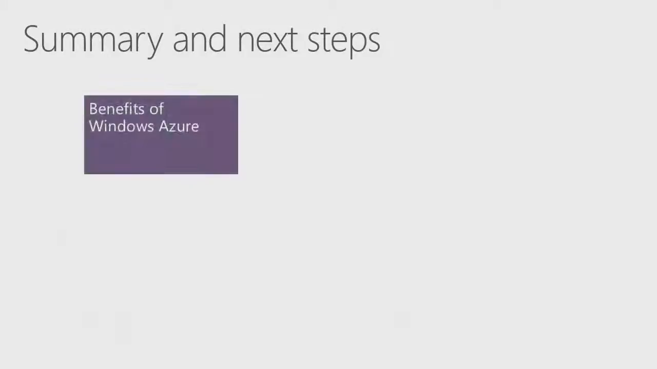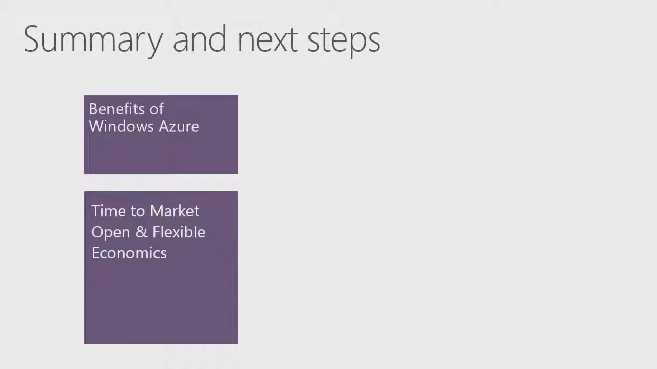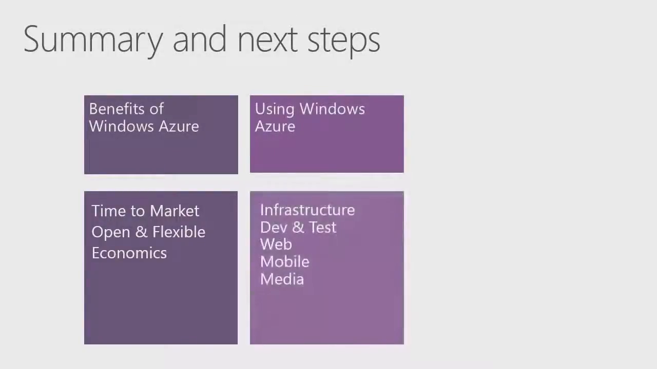So in summary, I hope you enjoyed learning about Windows Azure and the different ways you can use it for developing your apps. Today we looked at the benefits of Windows Azure, such as time to market, being able to deploy and develop your apps quickly, being open and flexible, having support for many languages, tools, and frameworks, and economics, being able to achieve great cost efficiencies by using Windows Azure. We looked at the different ways you could use Windows Azure, such as extending your infrastructure, dev and test, building websites, mobile apps, or media solutions.